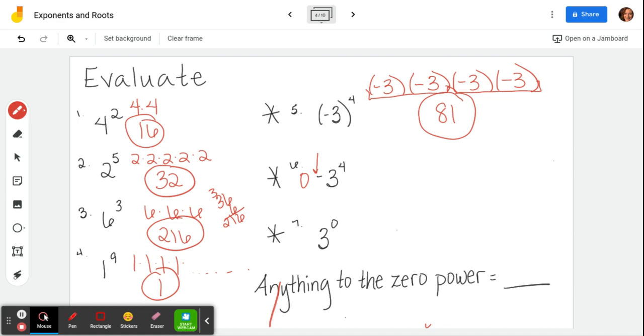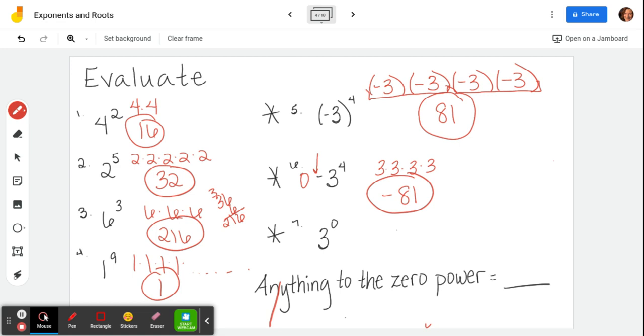At any rate, exponents happen before that negative sign happens. So the first thing I have to do is take 3 to the 4th. So 3 times 3 times 3 times 3. We already know that's 81. Then I deal with that negative. That negative out in front makes the whole thing negative. That's why they're different. It's all about the order of operations.